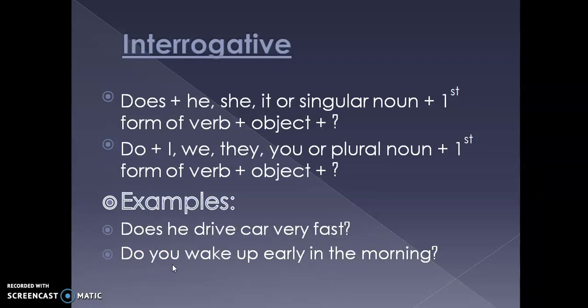Next, interrogative. Interrogative means question sentences. A question always starts with does or do if we have those as helping verbs in our sentences. Does, he, she, it or singular noun, first form of the verb, object, and do not forget to put a question mark at the end because it's an interrogative sentence. Similarly, do, I, we, they, you or plural noun, first form of the verb, object, and a question mark.